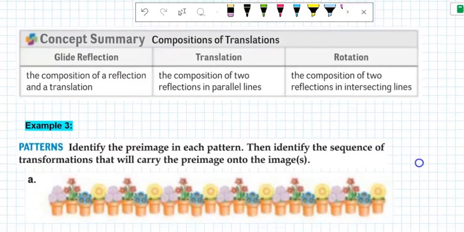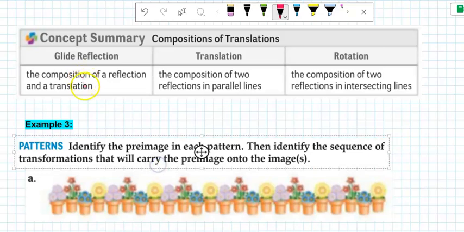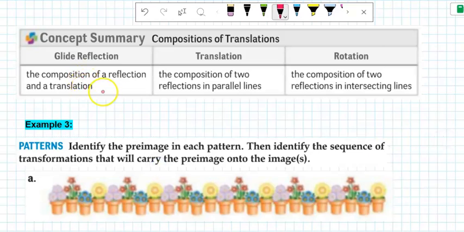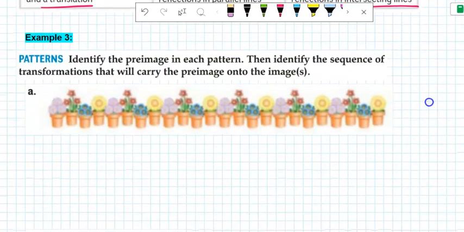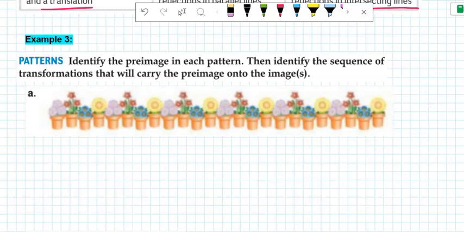Okay. So just to reiterate, a glide reflection would be a composition of a reflection and then a translation. A translation comes when we reflect in parallel lines. And a rotation is when we reflect in intersecting lines. Okay, so reflection, translation. Okay, the next part is more of, can you recognize a pattern?